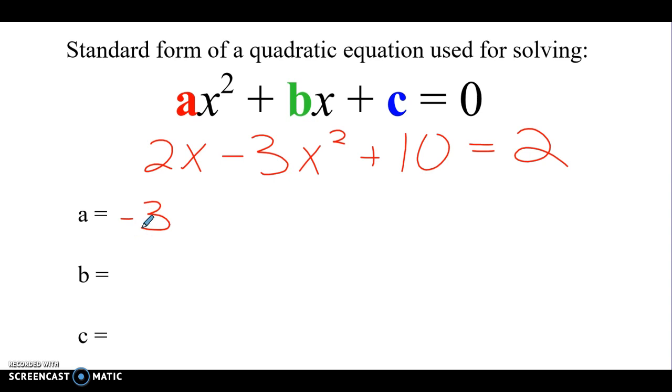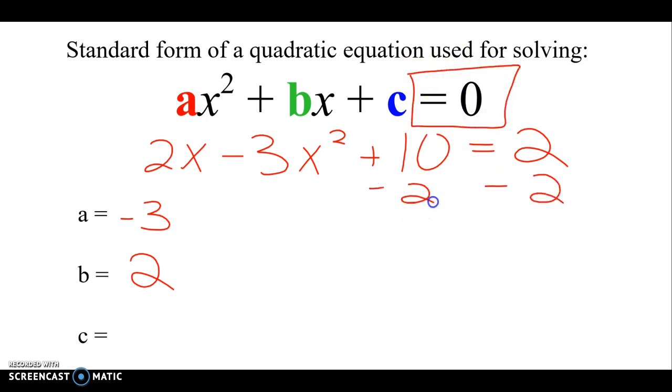So it would be negative 3. Okay, what is my b value? Yeah, it's the number in front of x, which is 2. What about c? It would be 8. Where'd you get that from? I don't even see the number 8 up there. Yeah, it has to be set equal to 0. So if it's not, you need to combine your constants, which gives us 8. Okay.